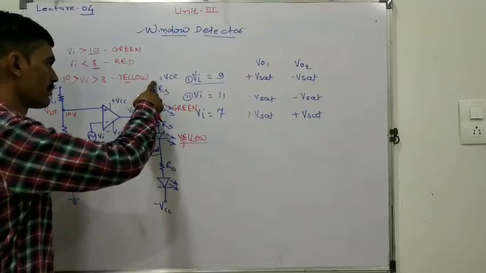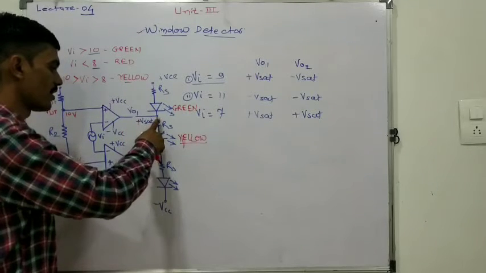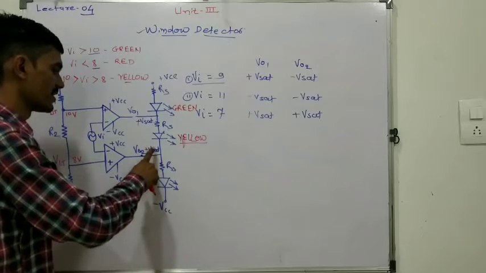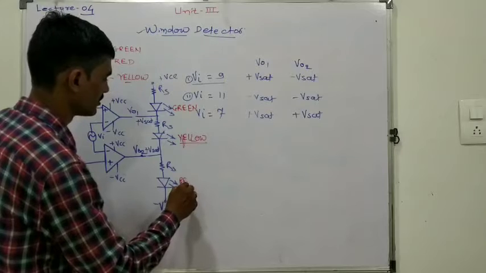Now this is at the same voltage, so this LED is off. This is at the same voltage, so this LED also is in off condition. Now this is having the difference, that is plus and minus. So this LED must be a red LED.